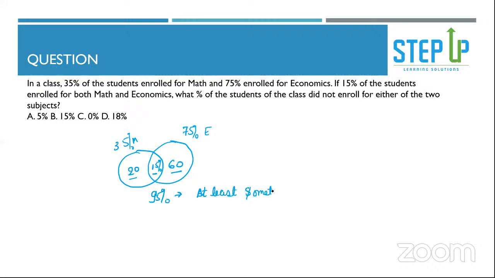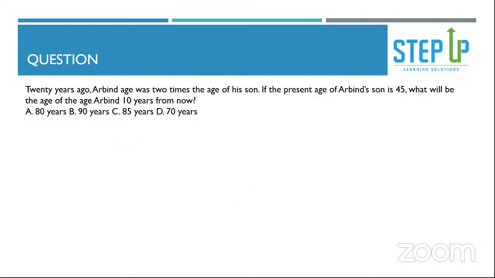The question is, who had not enrolled for anything. Either of the two did not enroll. Yes, the answer is 100 minus 95%, which is 5%. That's the answer. Okay, I hope that's clear. Fine, go for this one.